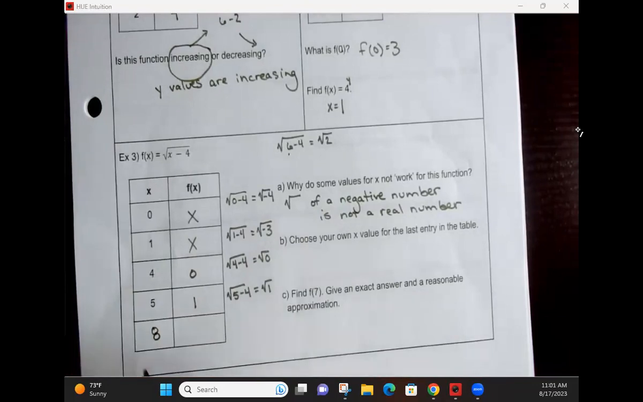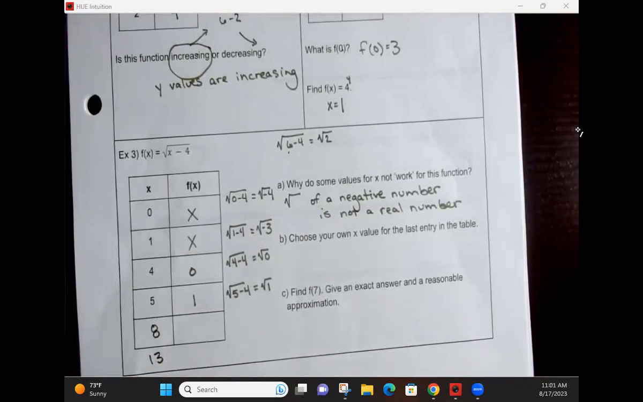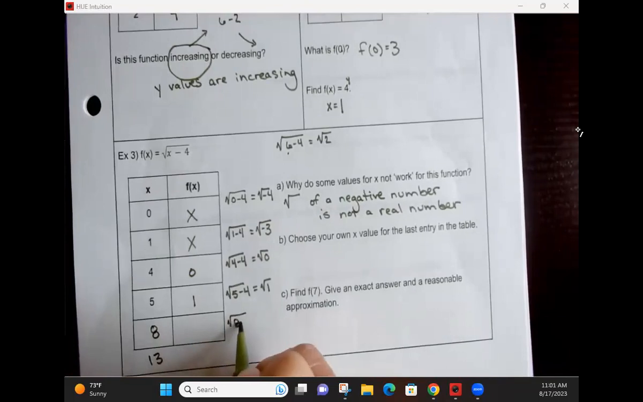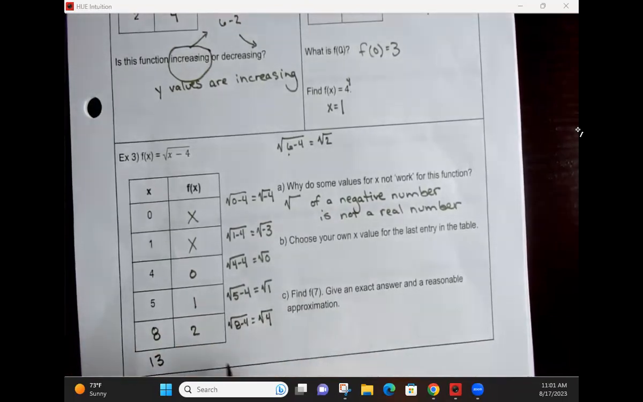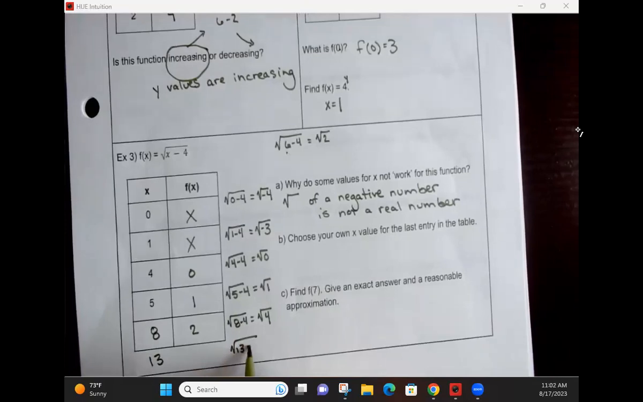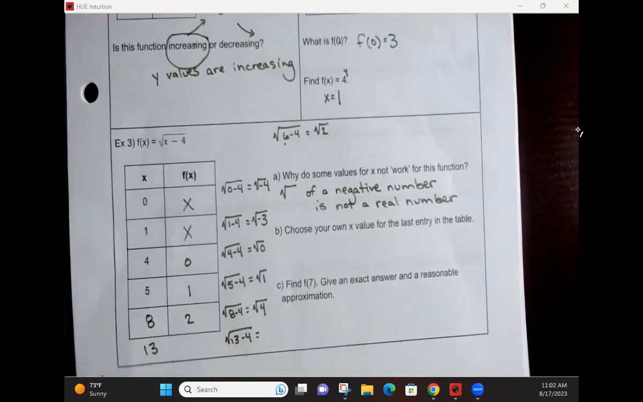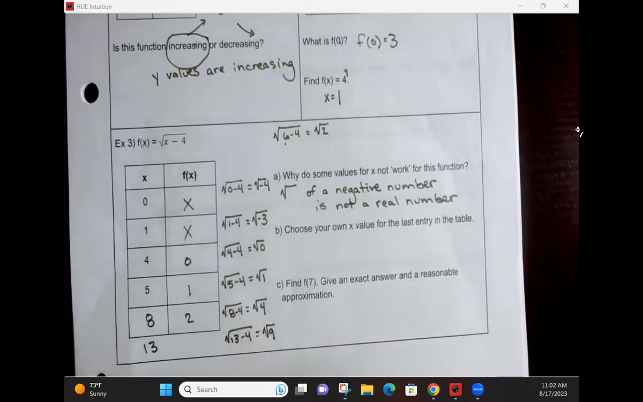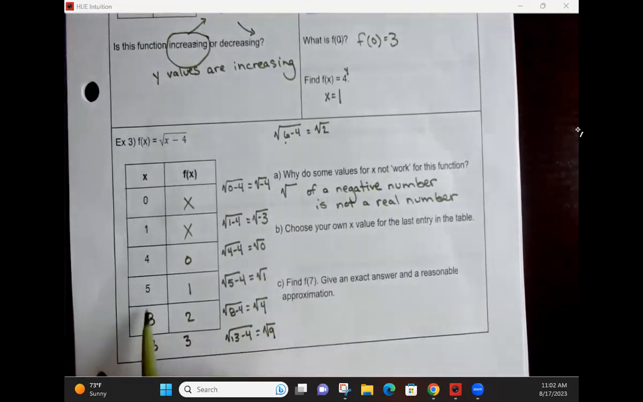13 would be another good one, yeah. So if I plug in 8, that'd be the square root of 8 minus 4. So the square root of 4, square root of 4 is 2. If we plug in 13, the square root of 13 minus 4, that'd be the square root of 9. Square root of 9 is 3. Okay, so it's okay to skip some x values, even if there's nothing wrong with plugging in 6 or 9 or 10 or 11 or 12. It's okay to jump around if it makes your work a little bit easier.